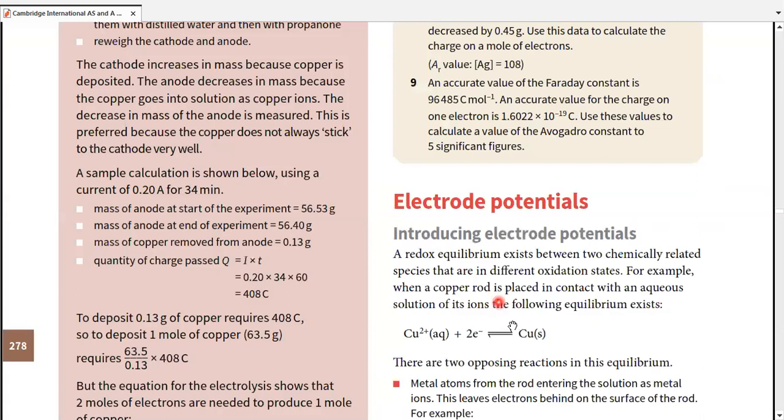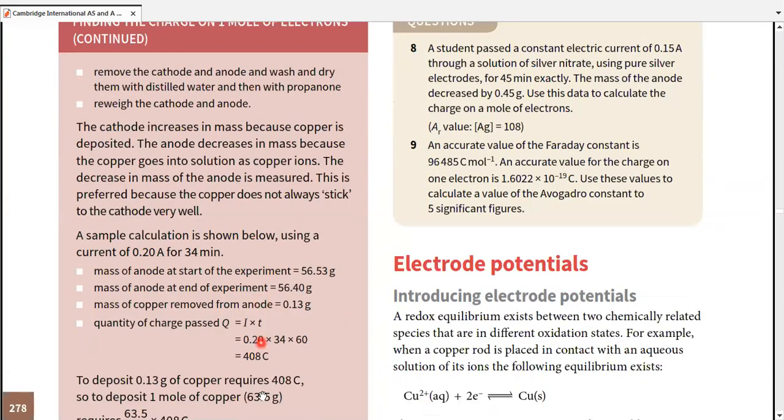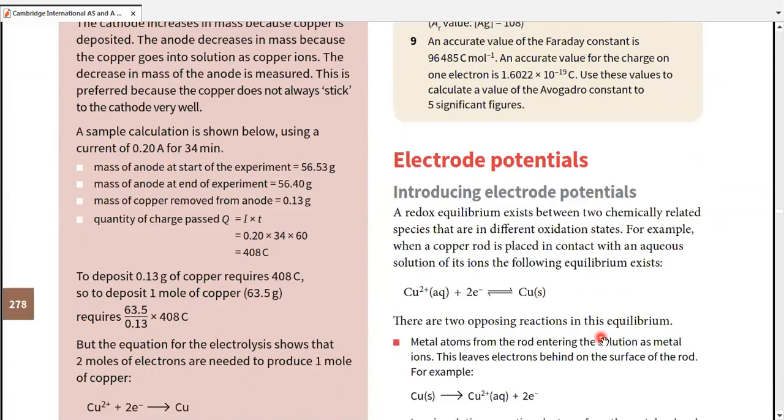There are a couple of questions related to this process. These questions are very much similar to what we can get as a part of paper 5. So if you do these two numericals according to this calculation, this is mostly important for paper 5. However, this has also been a part of paper 4. Electrode potentials, next topic.